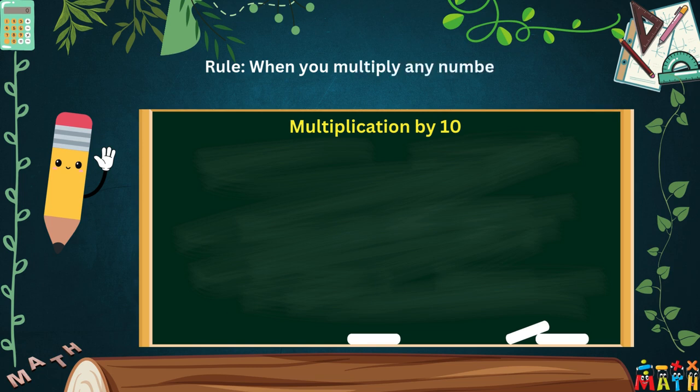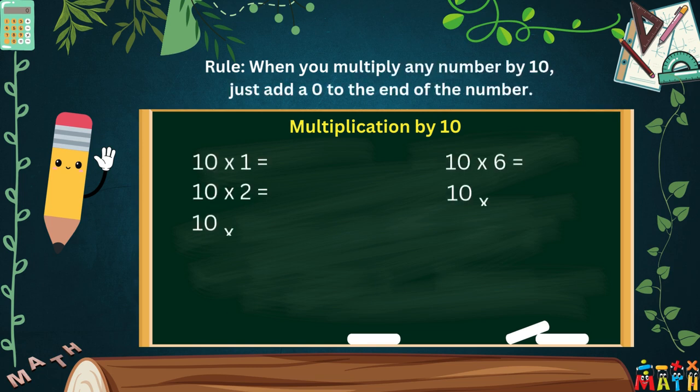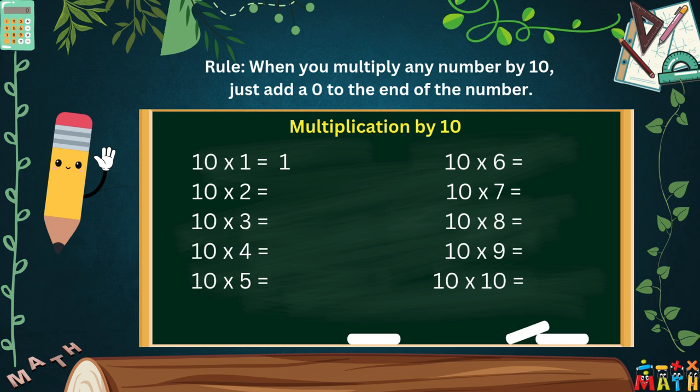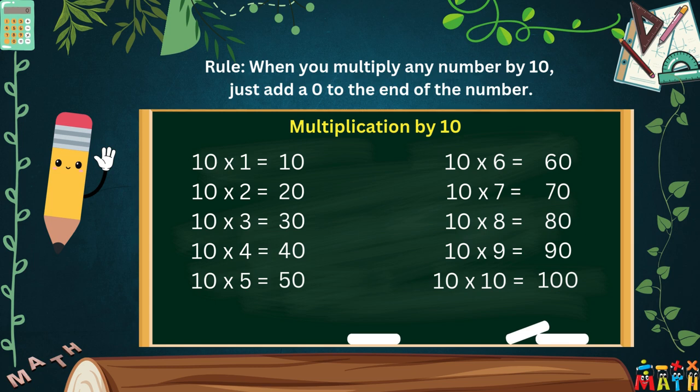Rule: when you multiply any number by 10, just add a 0 to the end of the number. 10 times 1 equals 10. 10 times 2 equals 20. 10 times 3 equals 30. 10 times 4 equals 40. 10 times 5 equals 50.